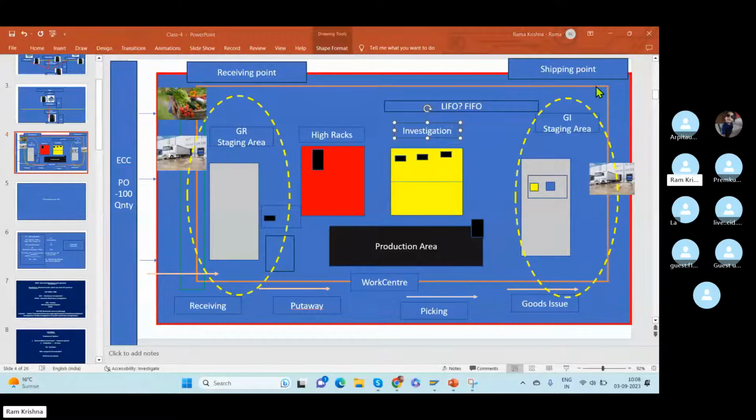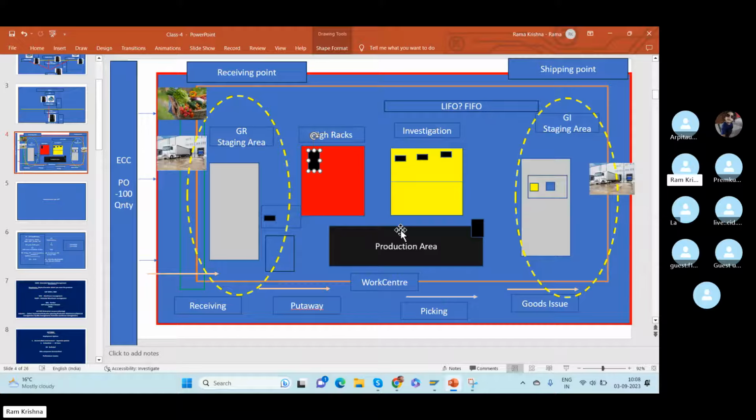So in today's class, we'll discuss the warehouse process type. What is warehouse process type, guys? So this is the warehouse layout, and this is my high racks. This is one of the storage types where I'll store some kind of pallets coming from the vendor. I'll store them in the high racks, and this is the storage type for the investigation.